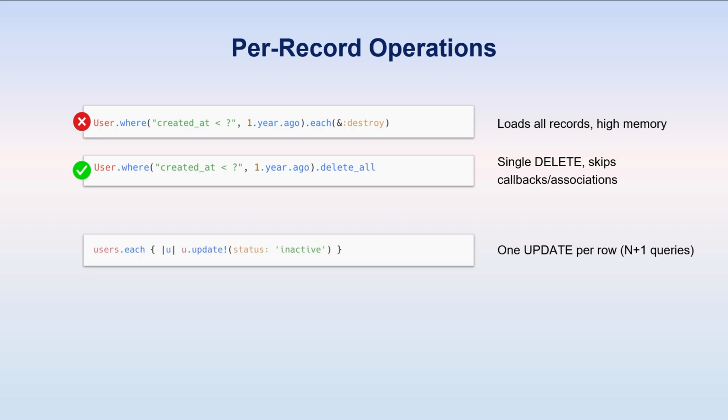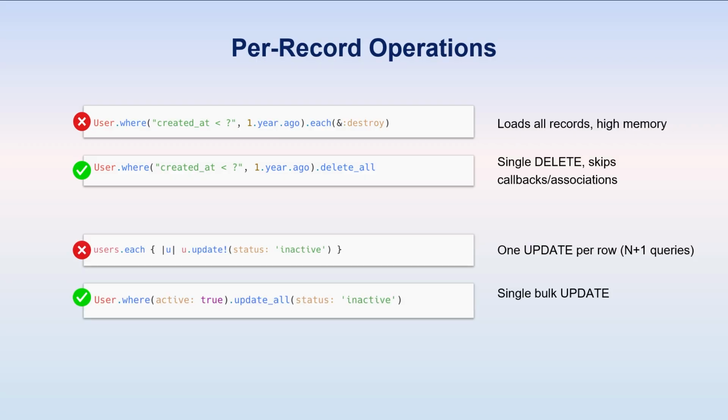Again, regarding update, if we do this, it is a per-record query. It is going to hit the N+1, and it is going to load all the records in memory. Instead of this, we can use upsert, update_all, upsert_all, all of these features, which are single bulk operations.